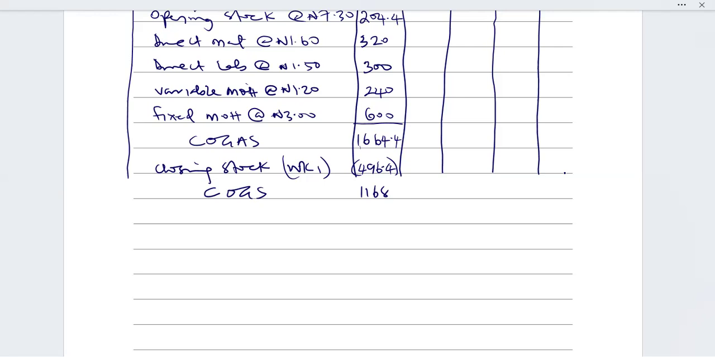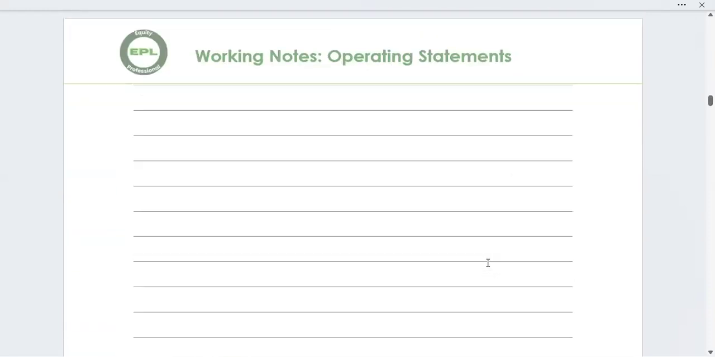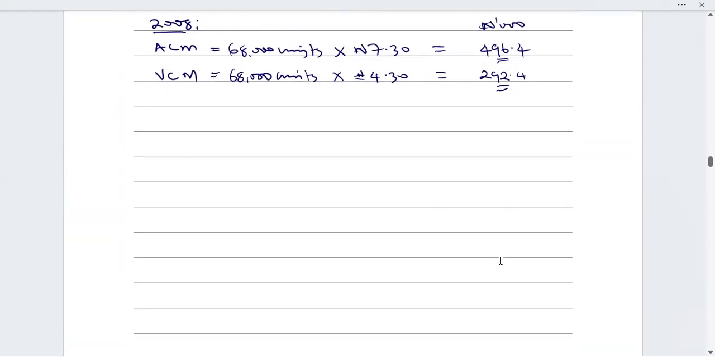You don't just come in and put under or over. You need to first go and do your working to know what you are going to have. If your working shows it is under, then you put under. If your working shows it is over, then you put over absorbed overhead. You don't just come and put under slash over. No, that's not a good presentation. So let's go and do our working for overhead absorption. So working number 2.